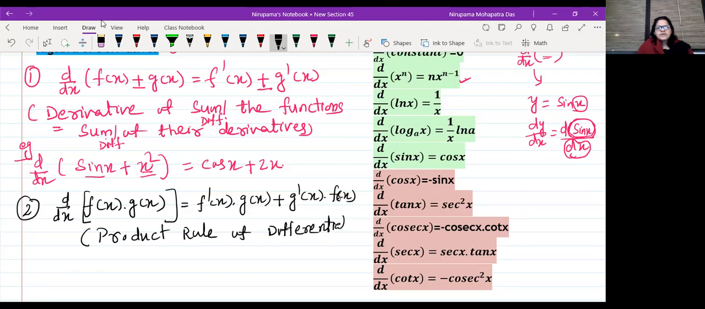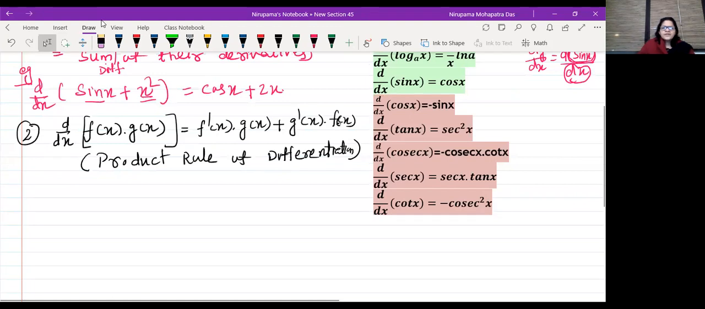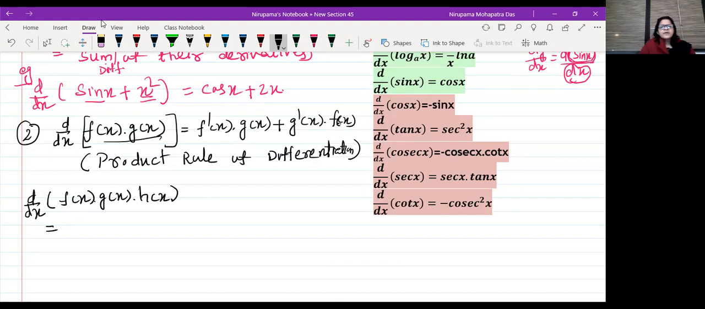Okay, product rule of differentiation. It means at a time we can differentiate one function and keep the other three. That is the way to remember this. In case I have three functions, suppose for example, d by dx of f(x) into g(x) into h(x), product of three functions. Here we can apply this principle also.